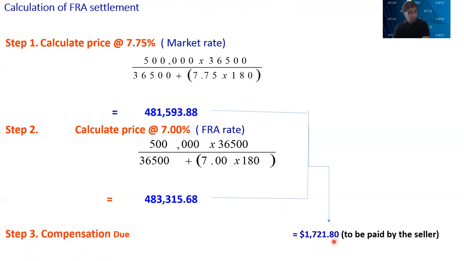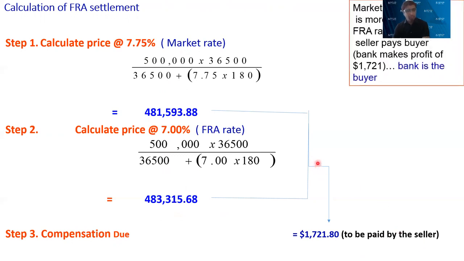Who is going to pay whom? Without even thinking, you know the interest rate goes up in the market, which means the seller has to pay the buyer. And how much? In terms of dollars, 1721. How did we get it? We get it from this calculation, where we calculate according to 7.75 and according to 7%, and take the difference. And we know that the compensation is to be paid by the seller.